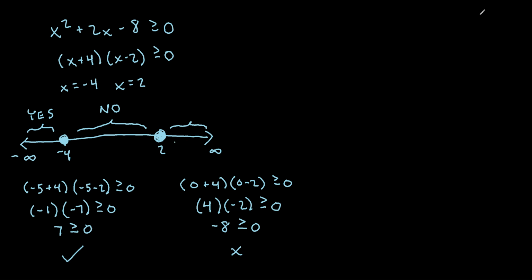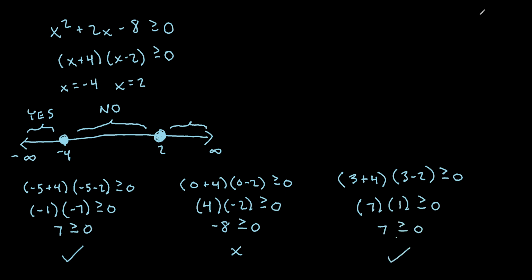So let's check out our last region between 2 and positive infinity. Let's pick a number in this region and plug it in for x in our original equation. So let's just pick 3. So we'll have 3 plus 4, 3 minus 2 is greater than or equal to 0. So 3 plus 4 is 7. 3 minus 2 is 1. 7 times 1 is 7. So let's check, is 7 greater than or equal to 0? Yeah, it is. So we'll write a yes right here in this region.